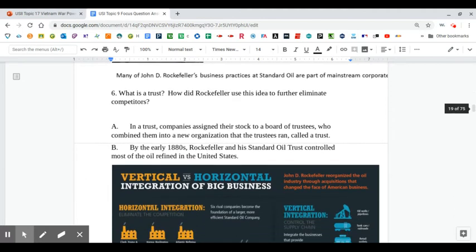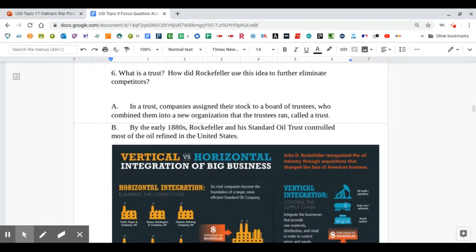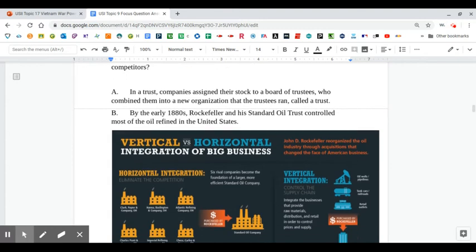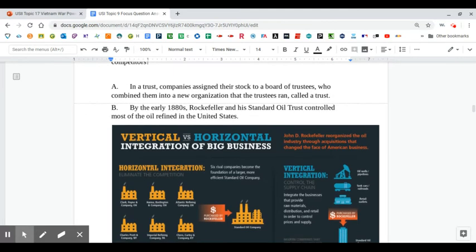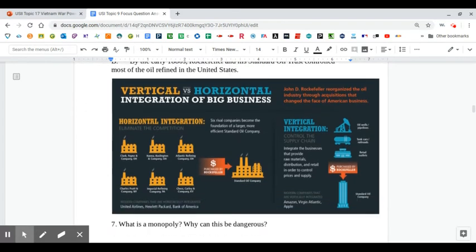Okay, what is a trust? And how did Rockefeller use this to further eliminate competition? In a trust, companies assign their stock to a board of trustees who combine them into a new organization that the trustees ran, which is called a trust. In the early 1880s, Rockefeller and his Standard Oil Trust controlled most of all oil refined in the United States. So this is another step in the process that I described earlier of Rockefeller beginning to take full control of the oil industry in the United States.